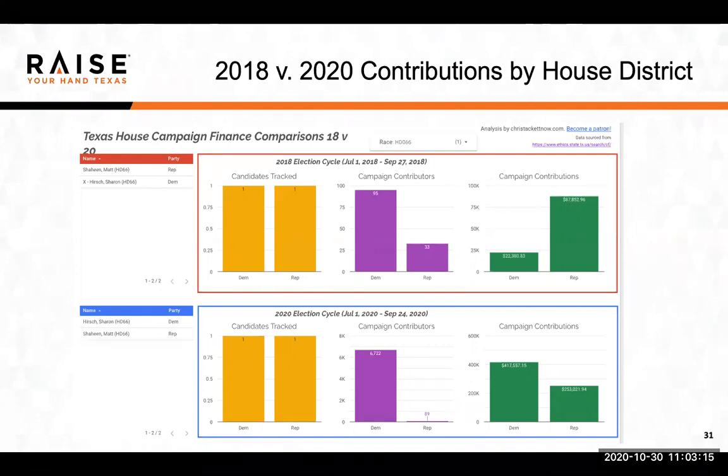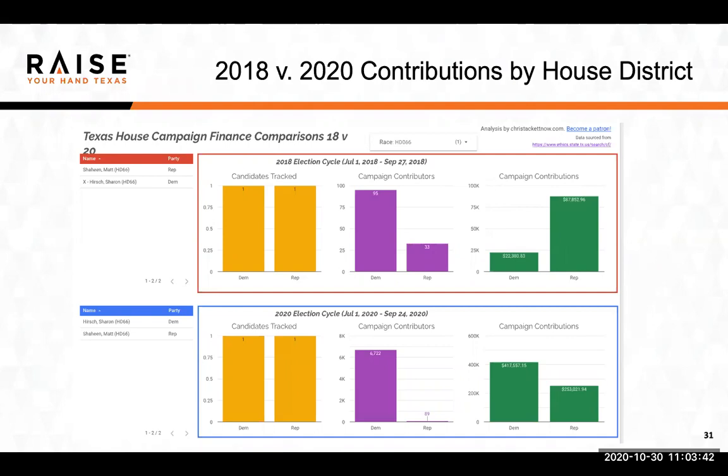Let's look at the dollars. In the 18th cycle, there were $22,000 contributed to the Democrat, and this cycle there are 417,000. And to the Republican, there were $87,000 collected in the 18th cycle, and now there are 253,000 in contributions to the Republican in the 20 cycle.